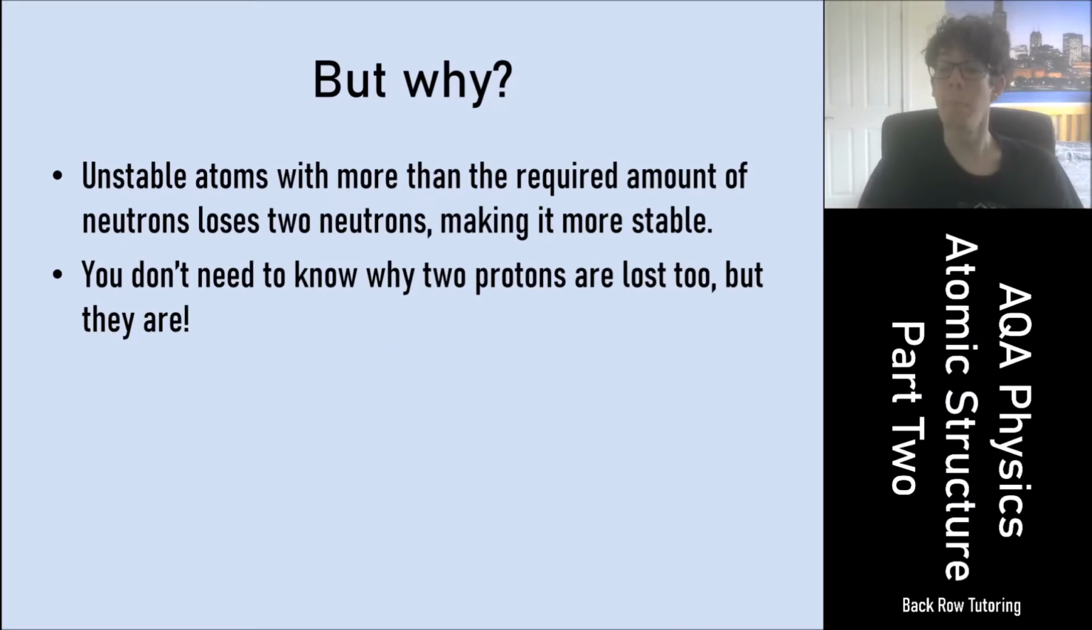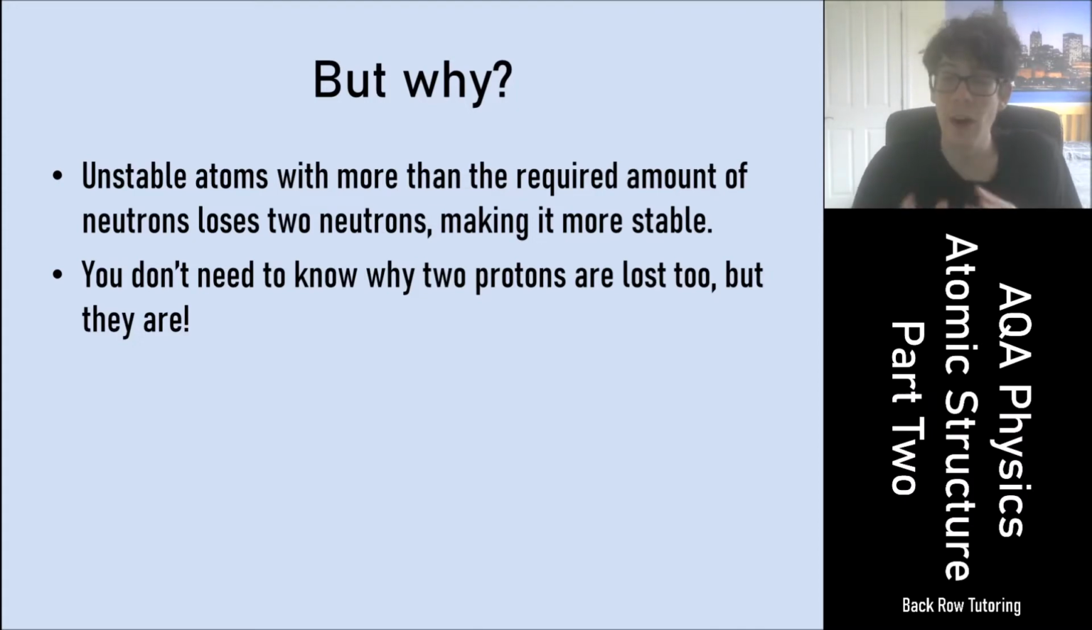Unstable atoms with more than the required amount of neutrons lose 2 neutrons, making them more stable. Because an alpha particle is made of 2 neutrons and 2 protons, you can see that 2 neutrons are leaving the nucleus, and because isotopes with more neutrons than what's needed are unstable, that's very good for the atom. It gets rid of 2 of those neutrons. You don't need to know why 2 protons are lost too, but they are.